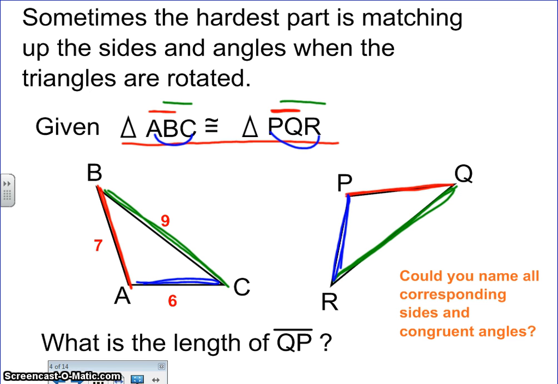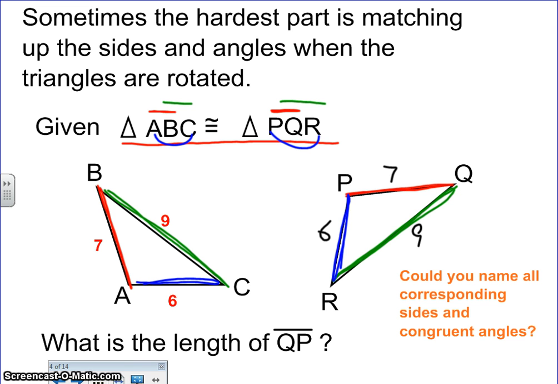So that makes it pretty easy once we get here. If we wanted to figure out the lengths of the sides that are missing, well, the blue one right here, or AC, is 6, so the blue one over here is going to be 6. The green one right here, BC, is 9, so it's going to be 9 over here. And the red one on the first triangle, AB, was 7, so PQ is going to be 7. This is basically how you would match up congruent parts, corresponding parts of congruent triangles.